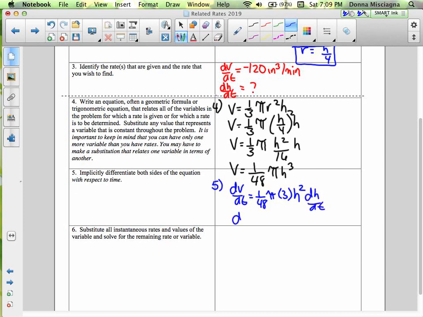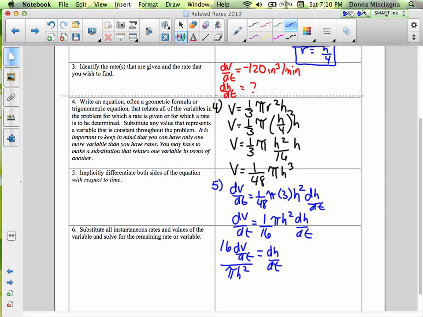We have to take the derivative. This is an implicit differentiation. We take the derivative with respect to time. So dV/dt equals, we can reduce that 1/48 and 3 to 1/16 pi h squared dH/dt. Since we're solving for dH/dt, let's multiply both sides by 16 and divide by pi h squared. Then we can just plug and chug. So that would be 16 dV/dt divided by pi h squared equals dH/dt.